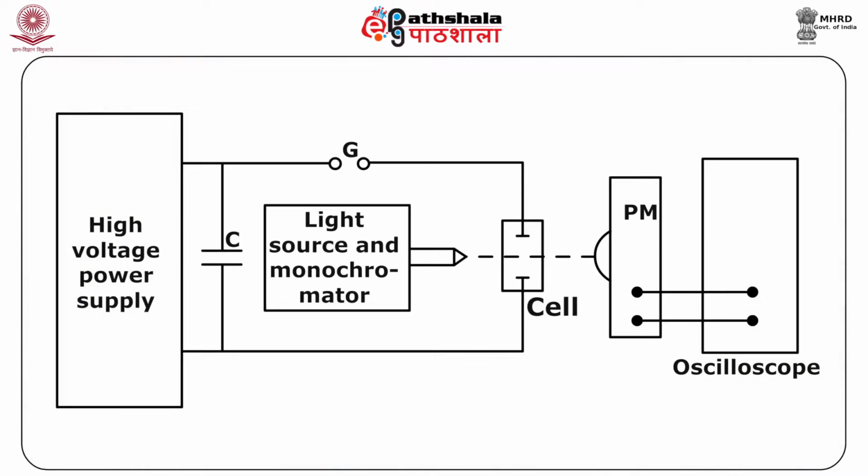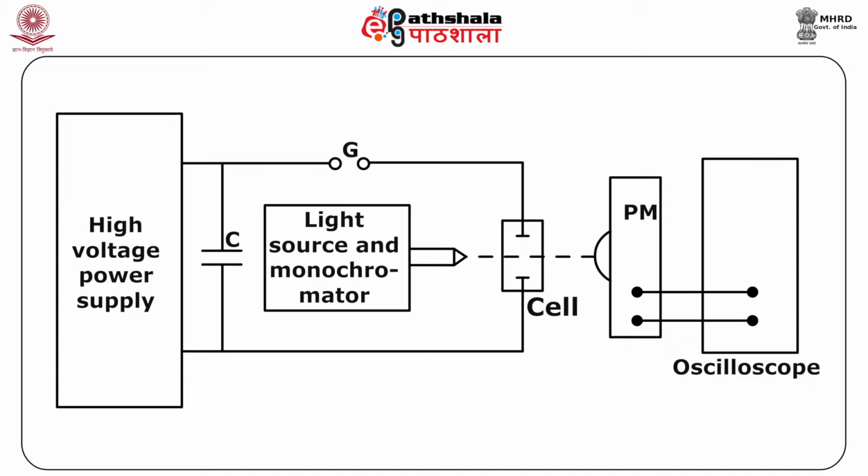The figure shows the device for the temperature jump method. There is a high voltage power supply that charges a capacitor C. On attaining a certain voltage, the spark gap G breaks down, discharging the capacitor and transferring a strong current through the cell, containing the reaction system at equilibrium in a conducting aqueous solution.